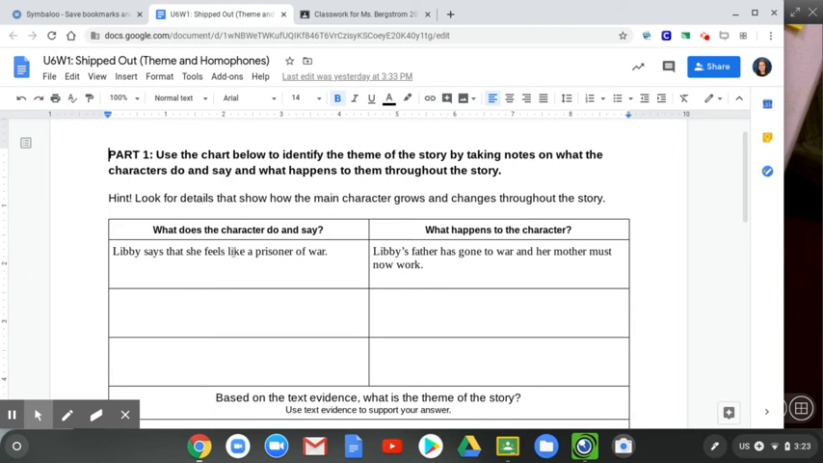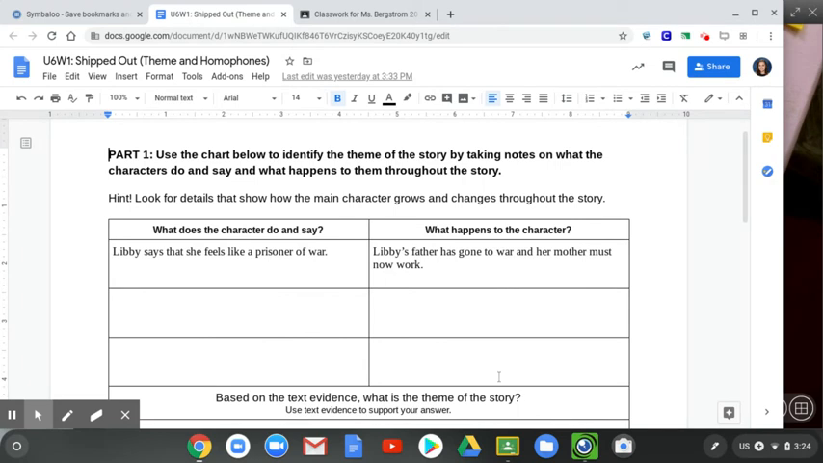So I've done 2 of these for you. On this side, you're going to find 2 more details about what does the character do and say. So I didn't put direct quotes, but you can put direct quotes in here as well. It says, Libby says that she feels like a prisoner of war. So that's something that she's saying out loud, and I just paraphrased that. So that shows her feelings, and I'm sure you can find some more details as it goes through the story, how that changes, or maybe it just continues, and the theme is around that.